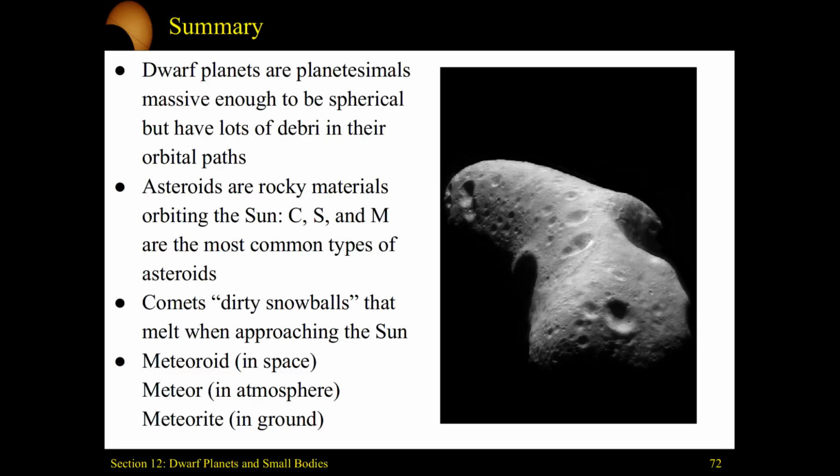Comets, as I like to say, are basically snowballs, and when they approach the sun, they start to melt. So we had two types of comets we discussed: the short period that live in the Kuiper belt, and the long periods that live out in the Oort cloud.